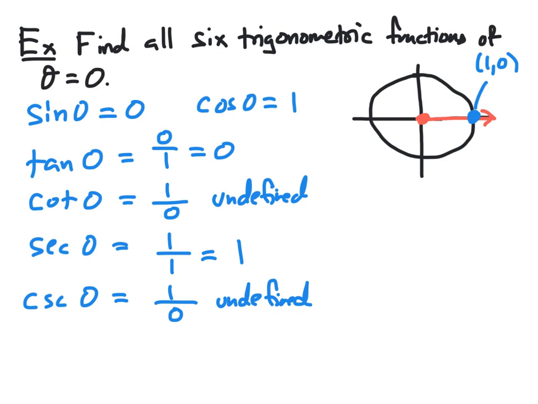So for angles like 0, whose terminal side lies on either the x or the y axis, there will be some of these remaining trig functions that will be undefined, because the points of intersection on the unit circle and the x and y axes will always have one of their coordinates equal to 0. And whenever we divide by that particular coordinate, we'll always end up with an undefined value.